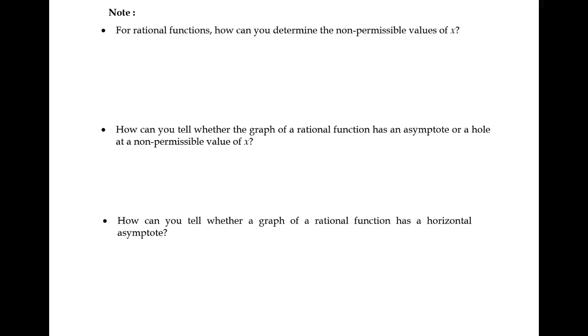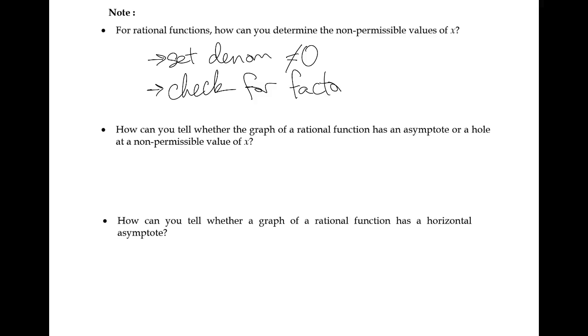So in our notes, what can we say about rational functions? We determine the non-permissible values by setting the denominator equal or not equal to 0. And then if we're dealing with anything that can be factored, check for factoring, especially with degree of 2 or more, and solve for x. Okay, or isolate x.